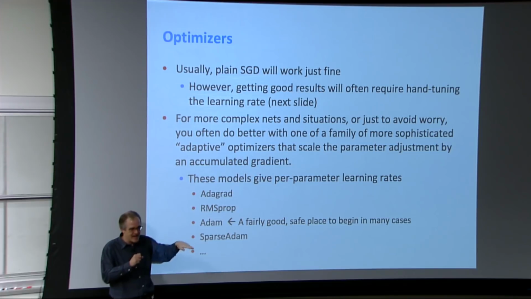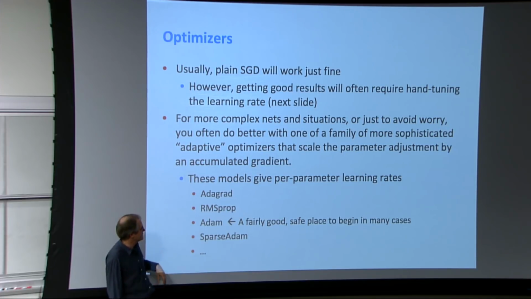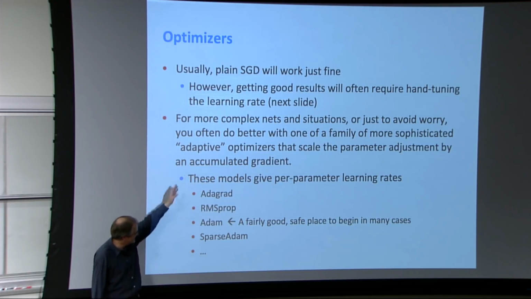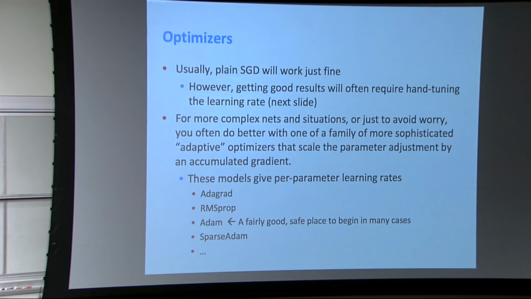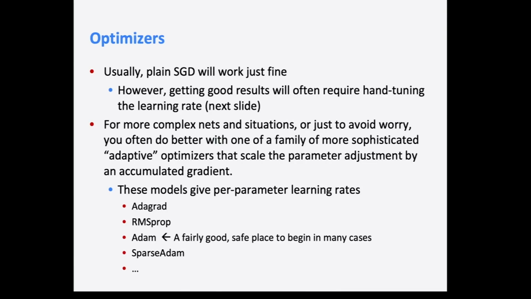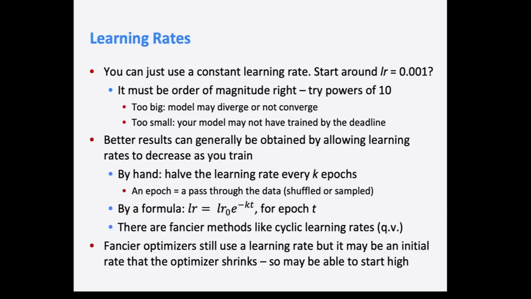So where things are flat, you can be trying to move quickly. Where things are bouncing around a lot, you can be trying to move just a little so as not to overshoot. And so there's a whole family of these: Adagrad, RMSprop, Adam. There are actually other ones. There's Adamax and a whole lot of them. I mean, Adam is one fairly reliable one that many people use, and that's not bad. And then one more slide and I'm done.